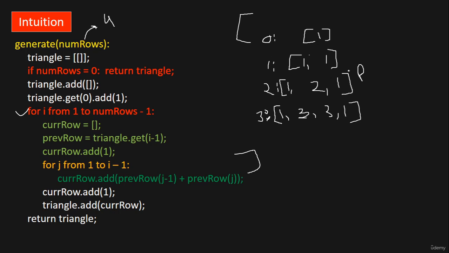This is how we can solve this problem. The solution takes big O of n squared time complexity and big O of n squared space complexity, where n is the given number. Hope you have understood how to solve this problem.